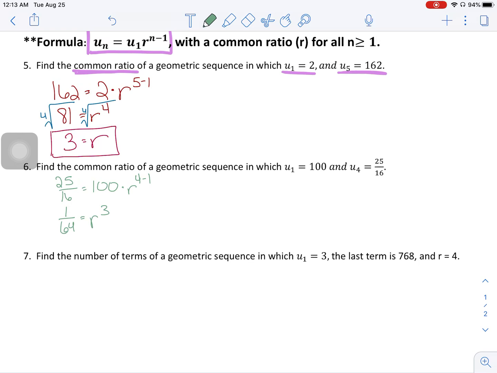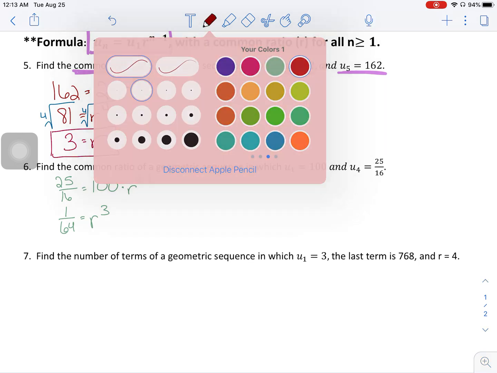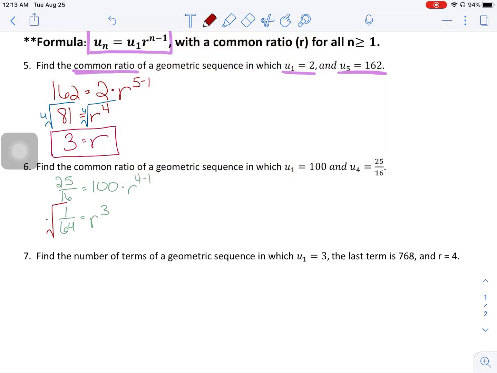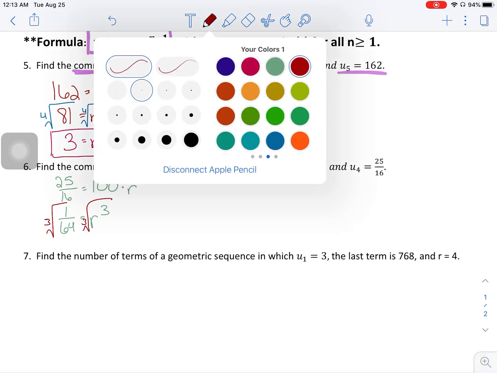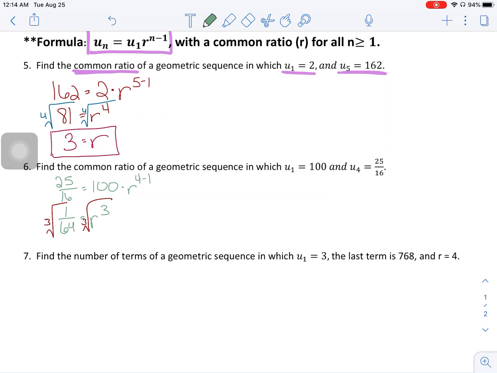To get rid of a power of 3, I need a cube root. Powers and roots undo each other. So the cube root of 1 over 64 is going to just turn into r is equal to 1 over 4. And that ends problem number 6.